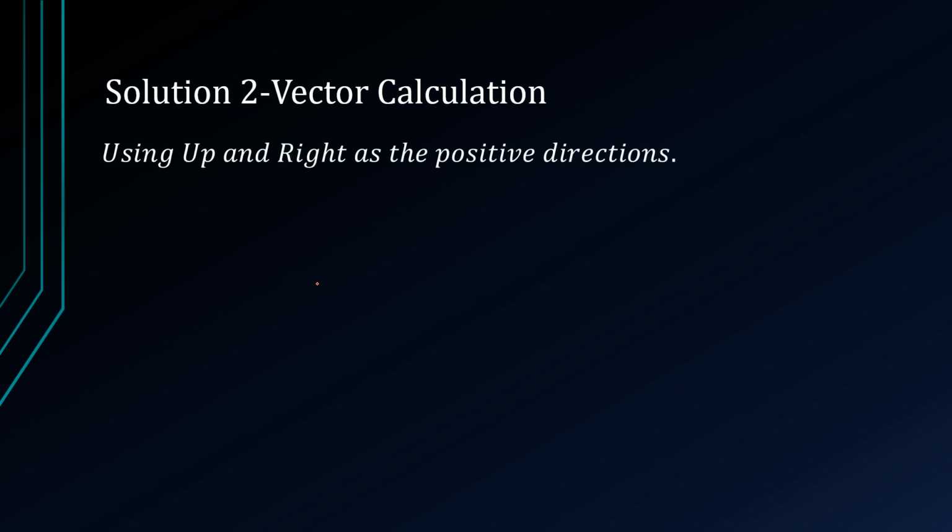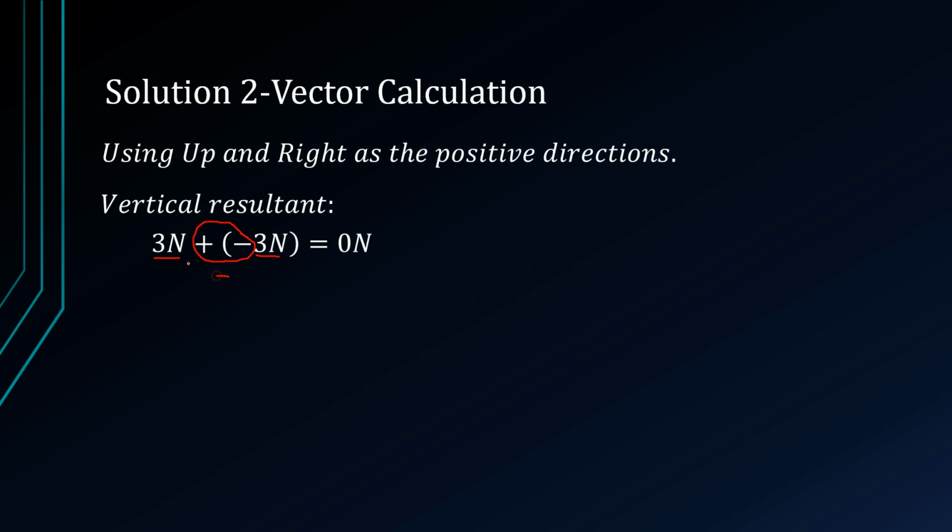The other way to solve the question is by using vector calculation. So we have to choose first a direction that we consider positive. I am going to choose up as positive and right as positive. So we're going to see about all the vertical forces first. We have a 3 Newton pointing up and we have a 3 Newton pointing down. Now remember what you have to do when it points in the opposite direction to what you consider as positive. You put a negative sign in front of it and you add all those together. This plus and minus from your algebra becomes a minus, and you get 3 minus 3, which is 0.